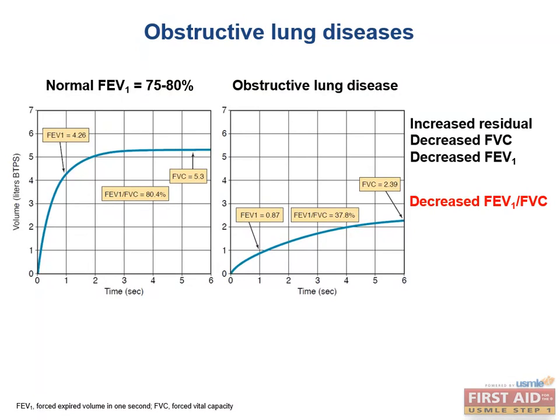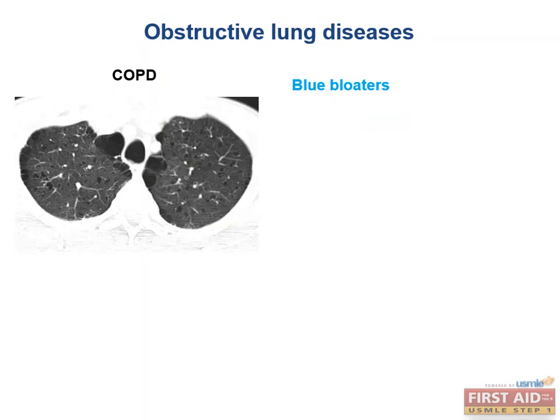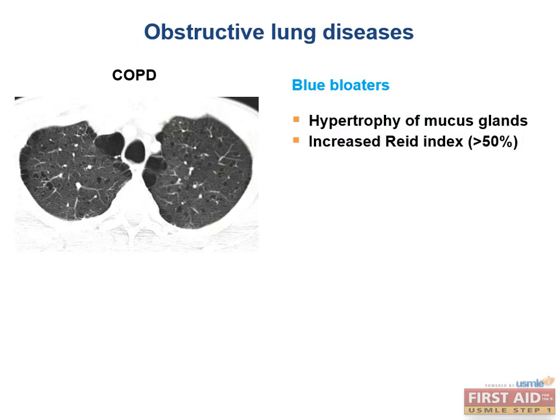So now let's discuss COPD, asthma, and other forms of obstructive lung disease. Patients with chronic bronchitis can be thought of as blue bloaters. This is one of the common types of COPD. What's the underlying pathology? The pathology of their disease involves hypertrophy of mucus-secreting glands in the bronchioles, which can be quantified with a Reid index greater than 50%. What is the Reid index?